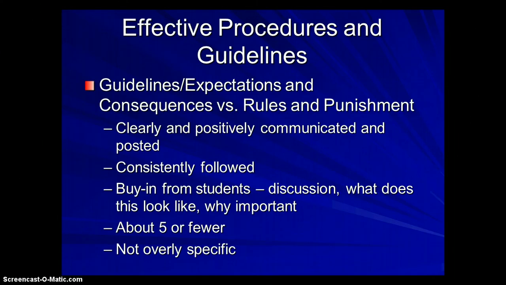Having about 5 or less is a good idea, and not being super specific. When you only have 5 or so rules, it's hard to be super specific. You need to have enough so that they can encompass all that needs to be encompassed. So let me give you 3 different examples of a set of classroom expectations.